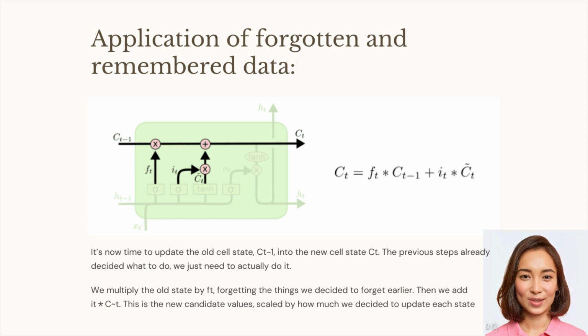Application of forgotten and remembered data. It's now time to update the old cell state, C_{t-1}, into the new cell state, C_t. The previous steps already decided what to do, we just need to actually do it. We multiply the old state by f_t, forgetting the things we decided to forget earlier. Then we add i_t * C̃_t. This is the new candidate values, scaled by how much we decided to update each state value.